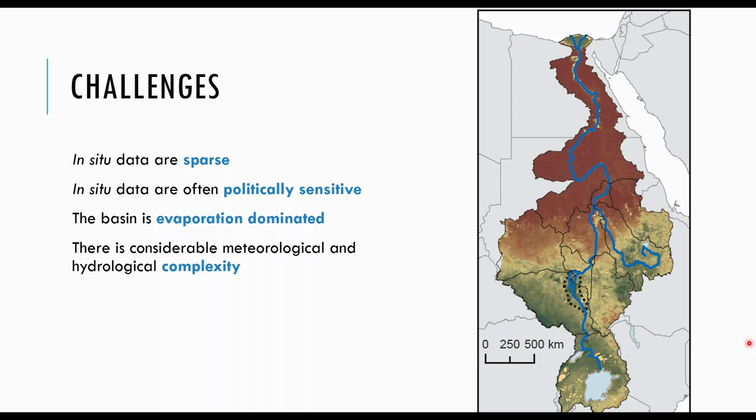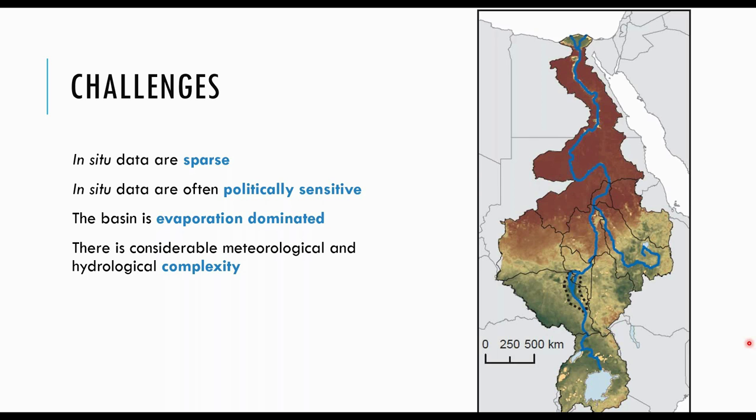Now, that's a challenge for us because evapotranspiration is such a distributed flux. It's all across the landscape. It's a complex landscape, and evapotranspiration responds to different limitations in different places based on climate and land use. So it's traditionally a very difficult flux to monitor.